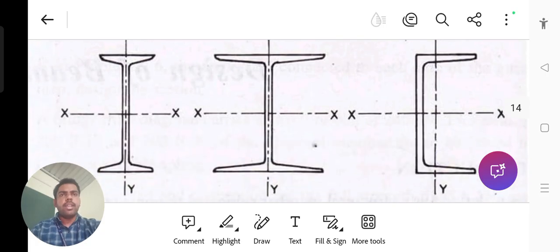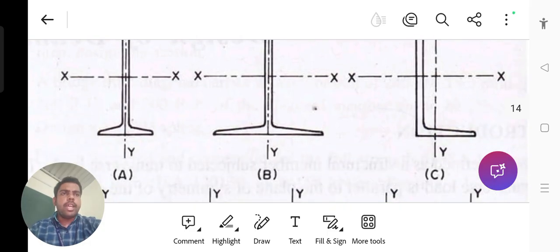See, these are the cross sections. The first one is the I section. It is a combination of one web and two flanges, and the second one is also an I section. In the first two figures, the depth of the web is very large and the flange width is less. Here the web plate is also very high, and the flange plates' width is also very high.